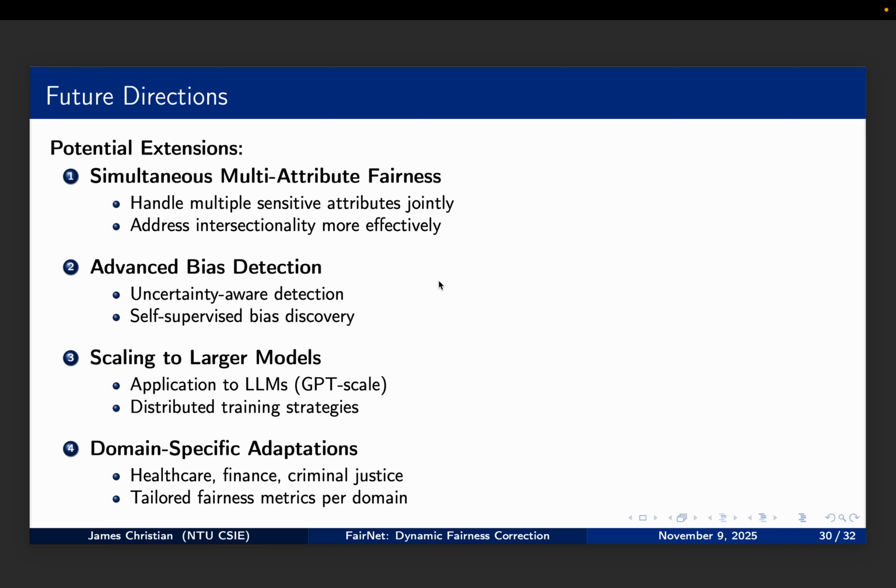Let me discuss future directions. The potential extensions are first, simultaneous multi-attribute fairness: handle multiple sensitive attributes jointly and address intersectionality more effectively. Second, advanced bias detection with uncertainty-aware detection and self-supervised bias discovery. Third, scaling to large models, applying to LLMs at GPT scale with distributed training strategies. Fourth, domain-specific adaptations for healthcare, finance, and criminal justice with tailored fairness metrics per domain.